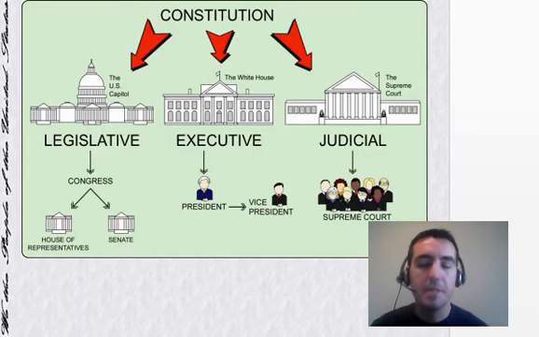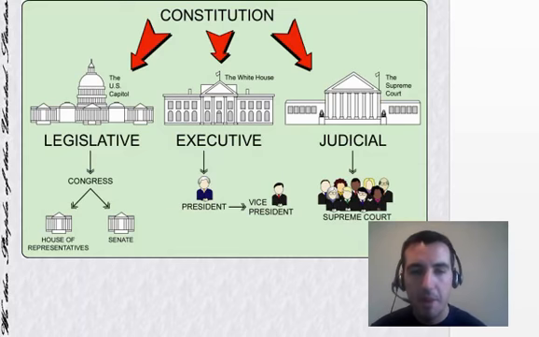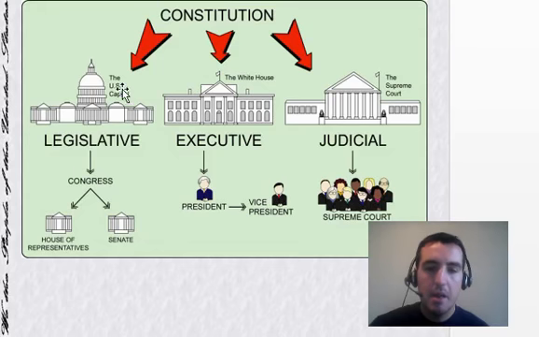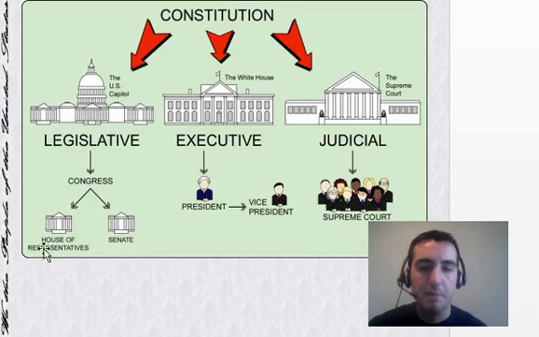So here's all of them together, just so you can look at it real quick and review. We have the legislative branch, the executive branch, and the judicial branch. That's, again, to separate the power and make it so there's not just one group that has all the power. And then those groups are even split up more.